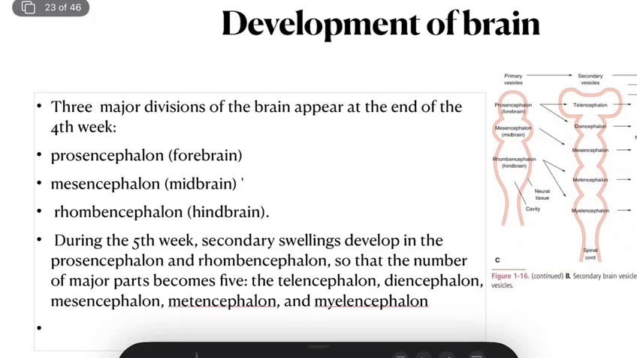During the fifth week, the secondary swellings develop in the prosencephalon and rhombencephalon, so that the number of the major parts becomes five. That is, prosencephalon divides into telencephalon and diencephalon, mesencephalon is the same, and rhombencephalon divides into metencephalon and myelencephalon.